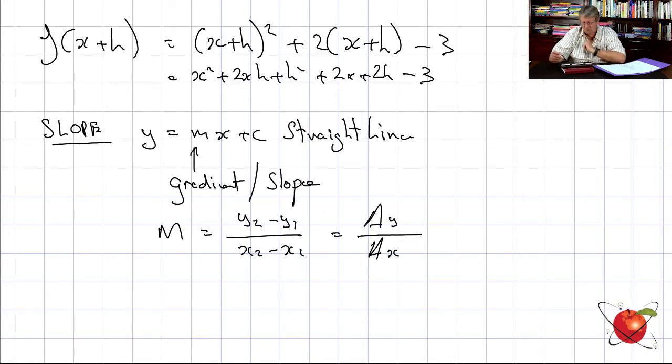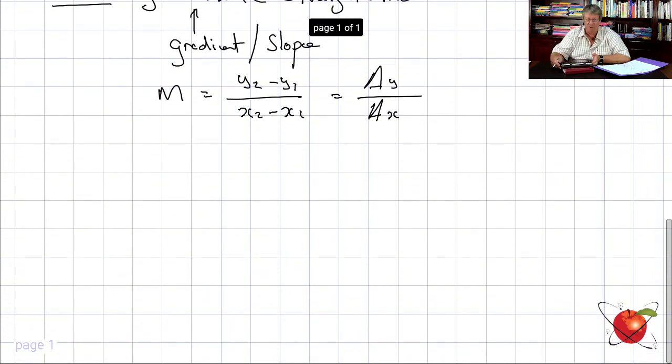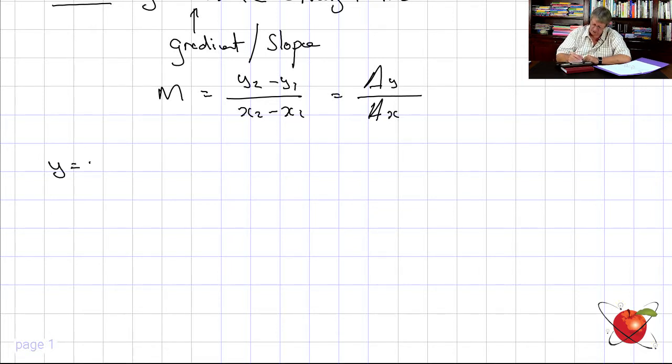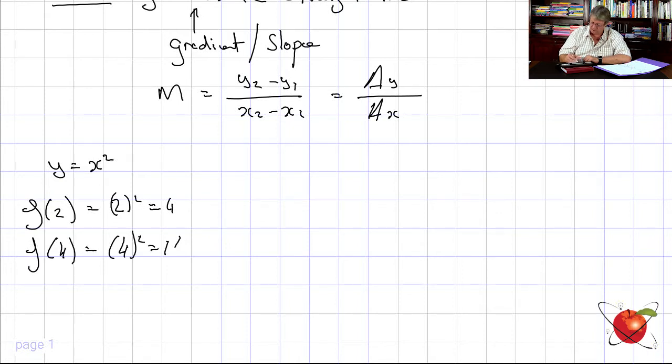Okay, now we're going to look at a simple example first of all. And don't worry, we're building up to what this whole process of differentiation and calculus is all about. Let's see, what about the graph y equals x squared? What is f of 2? Well, f of 2 is equal to 2 squared, which is 4. F of 4 is equal to 4 squared, which is 16.